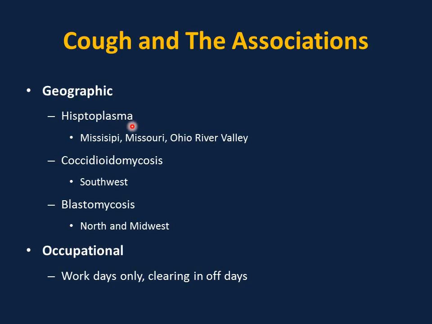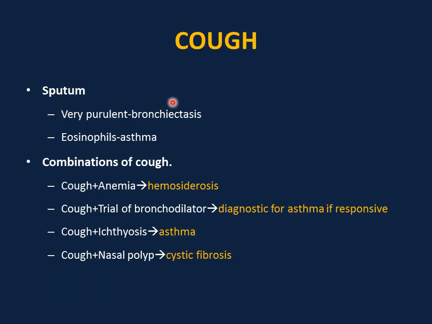Some regions are commonly associated with certain diseases. For example, histoplasmosis is commonly seen in the Mississippi, Missouri, and Ohio river valleys. Coccidioidomycosis in southwest states like Arizona and California. Blastomycosis in north and midwest states. Occupational cough: if the worker has cough during the work days and no cough on off days, this is suggestive of occupational cough. Here are another few hints for the possible causes of cough.